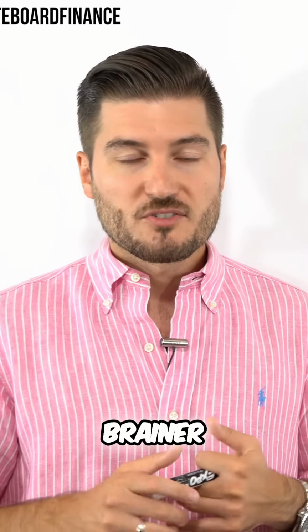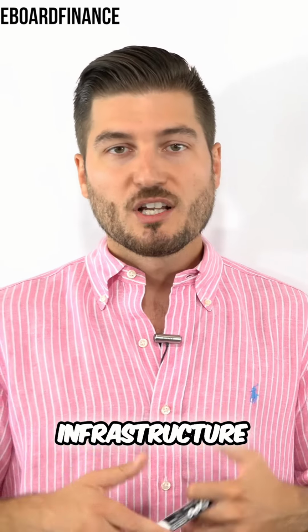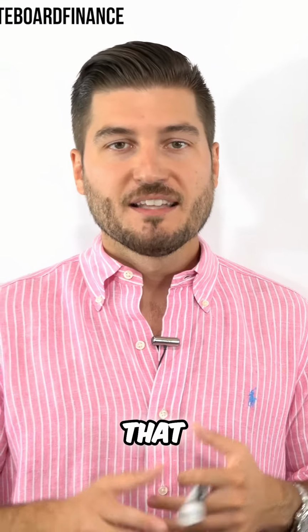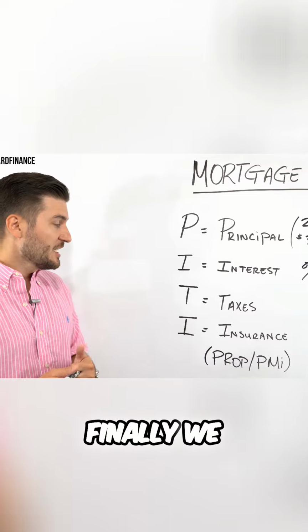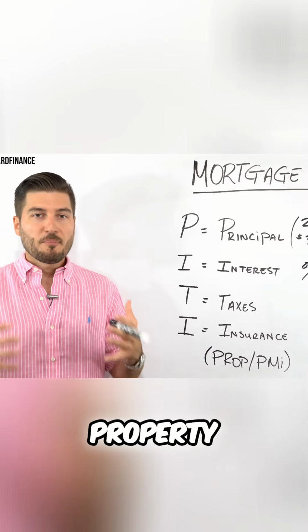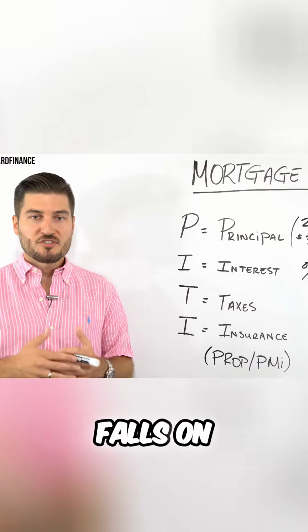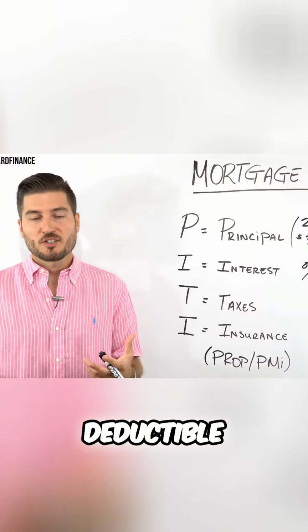This is a no-brainer. Property taxes are used to help fund schools, infrastructure, government workers, things like that. That is why property taxes are a part of owning a home. And then finally, we have insurance. Insurance sounds just like what it is. Property insurance is if a tree falls on your house, it's just like car insurance. You're going to get compensated after some sort of deductible.